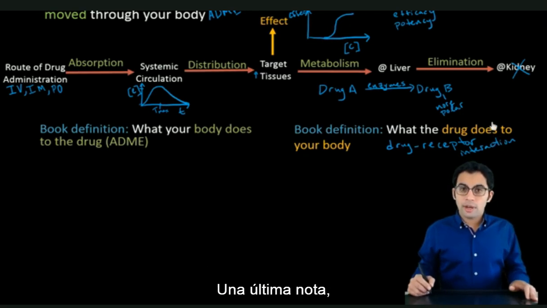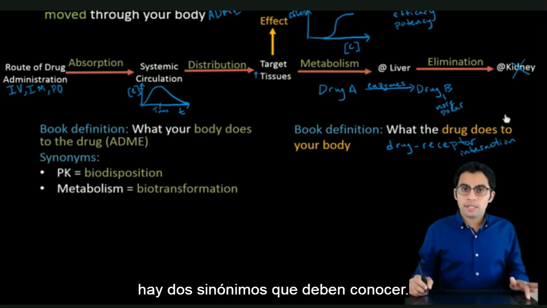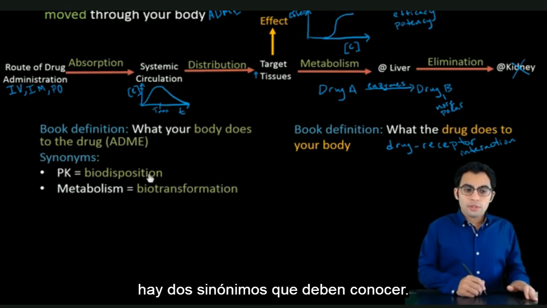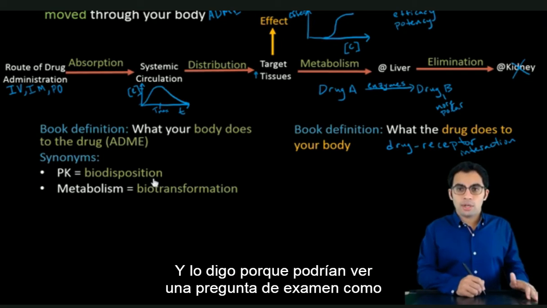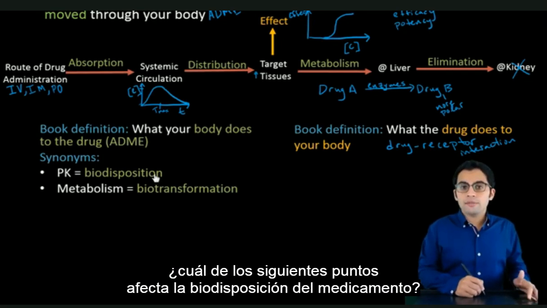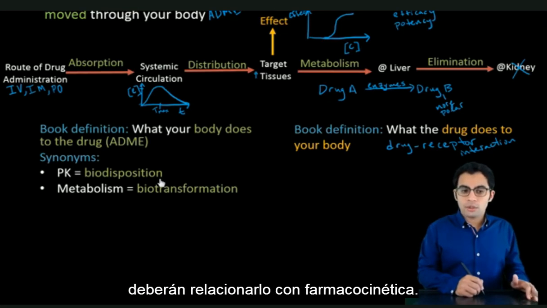Now, one final point. There are two synonyms that you should be familiar with. First is biodisposition. This is just another term for pharmacokinetics. And the reason I say this is you might see an exam question that says, which of the following affects the biodisposition of this drug? And so if you see biodisposition, you should be relating that to pharmacokinetics.